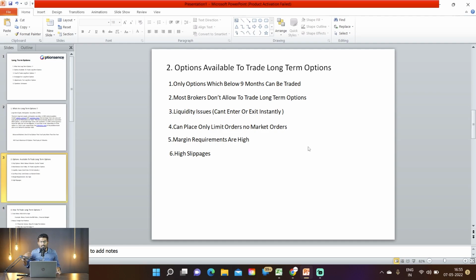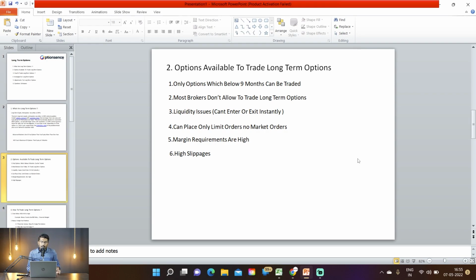Liquidity issue is there, as I told you. When it comes to the liquidity issue, I will tell you one more example. You cannot place market orders when it comes to long-term options. Let us say, for example, you want to do a weekly option or monthly option. You can just place a market order. You just press F1 or F2, select market order and day, and it will go through. You don't have any issues. Your order will go through. But when it comes to long-term options, you can only place limit orders.